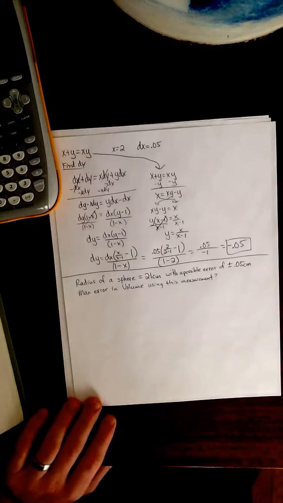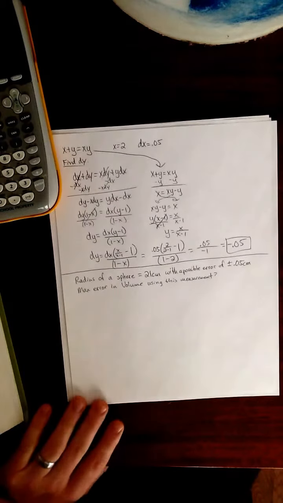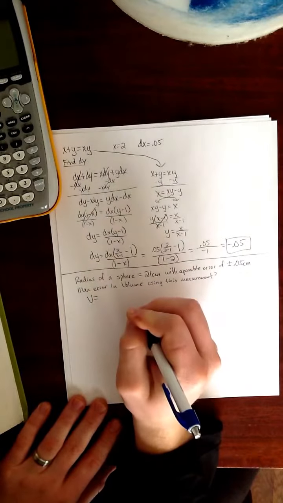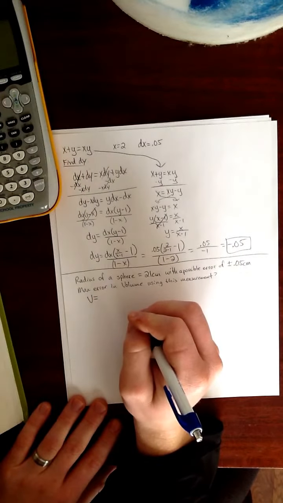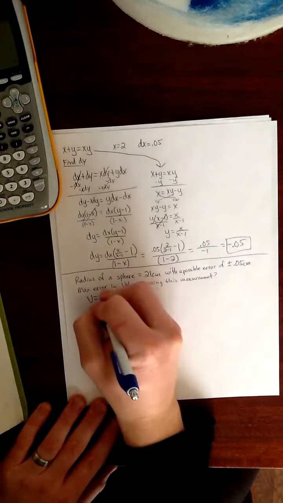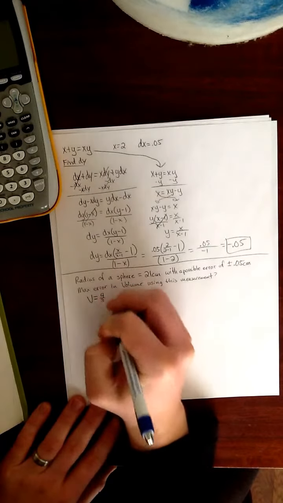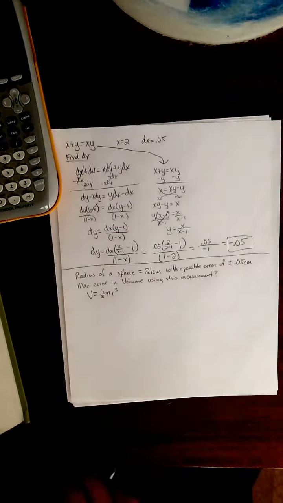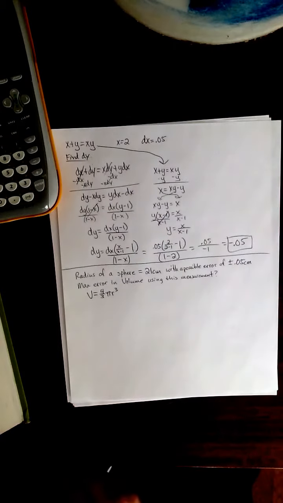So what's the max error in volume using this measurement? Alright. Well, the volume of a sphere, wouldn't expect you to come up with this, is, let's see, what is it? Got it written down over here. Volume of a sphere is 4/3 pi r cubed. That'll be given to you in these types of problems.